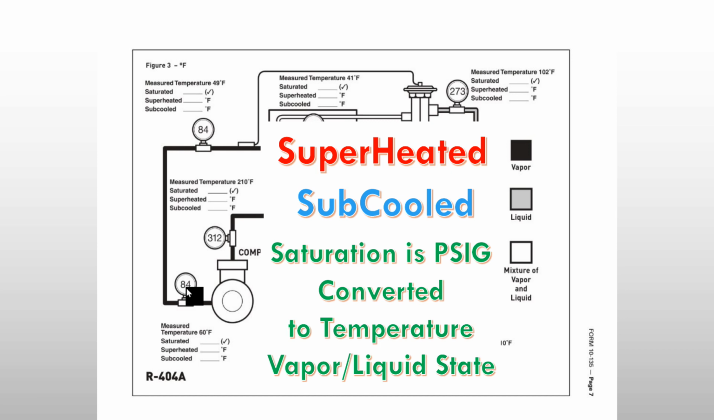So on a PT chart, if you're looking at R22, let's see, 60 psi, right? And we just go right to the temperature. It's going to be somewhere around 34 degrees. There's one temperature, one pressure. If we're dealing with 404A, we have two different temperatures listed for a pressure. It could be bubble or it could be dew.